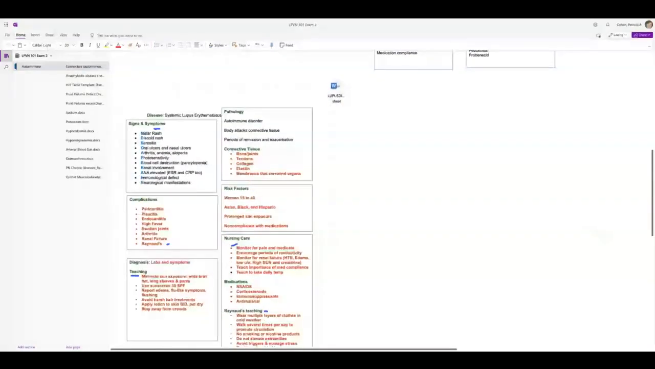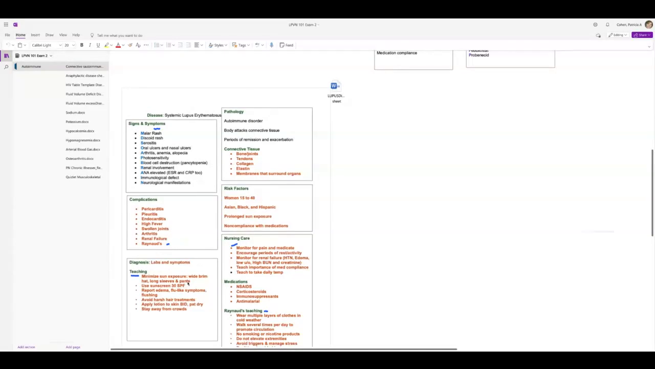Now, you want to monitor for pain and make sure you medicate the patient, and then evaluate after you medicated the patient. Encourage periods of rest with activity because they're probably anemic and they're going to be tired anyway from having an autoimmune condition. Monitor for renal failure. I'm going to teach you that next semester. So look for the high BUN and creatinine and low urine output with edema.